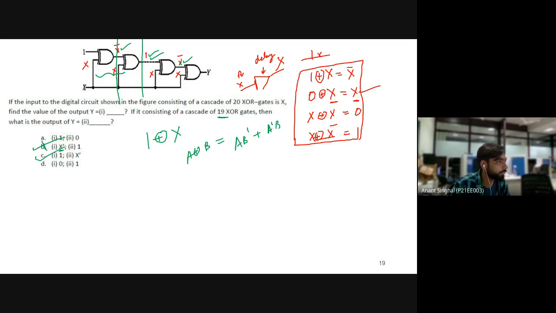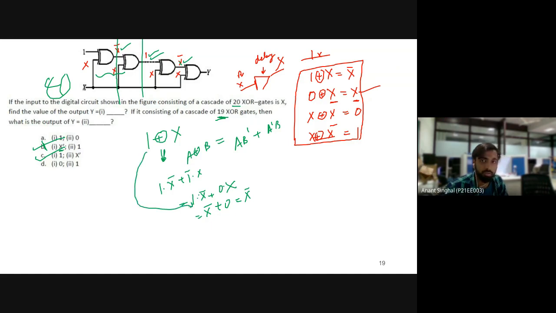For the first input, it is asking for 0, and for the second, it is asking for an odd number. So I repeat, the correct answer is C, not B. I'll try to explain the conditions again. If I do 1 XOR x, it is 1 into x bar plus 1 bar into x. So this will be 1 into x bar plus 0 into x. This will be nothing but 0, and this will be x bar. So 1 XOR with x will always give you x bar.